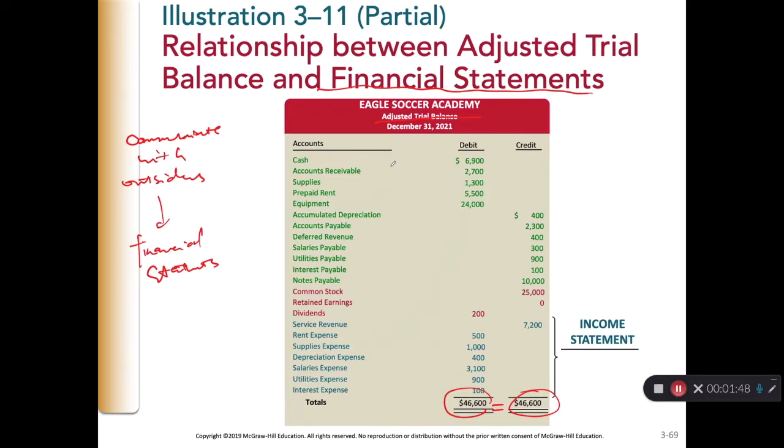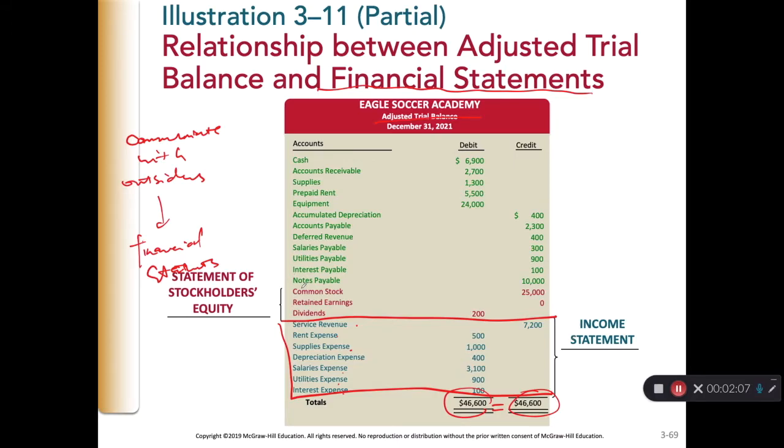Starting from this line, as you can see, these belong to the income statement: service revenue, rent expense, and the other expenses. So this is the income statement.